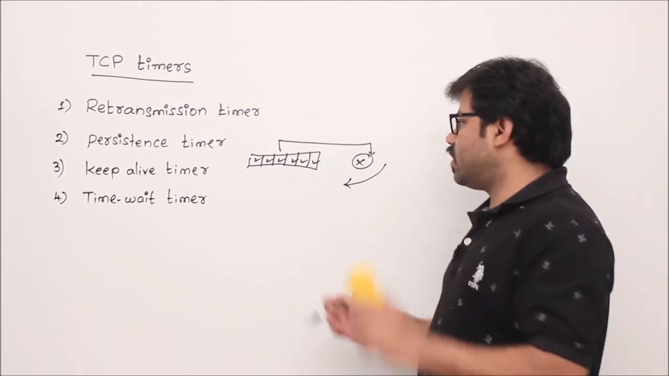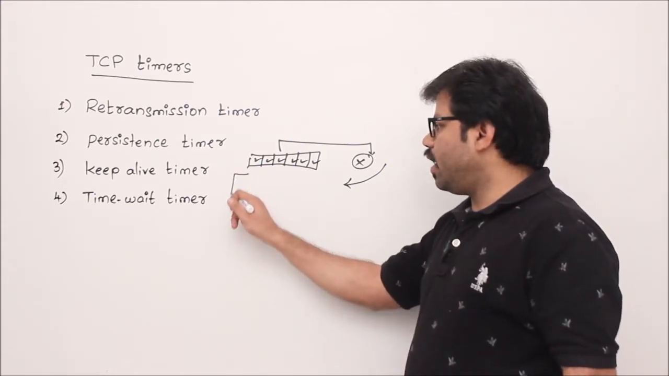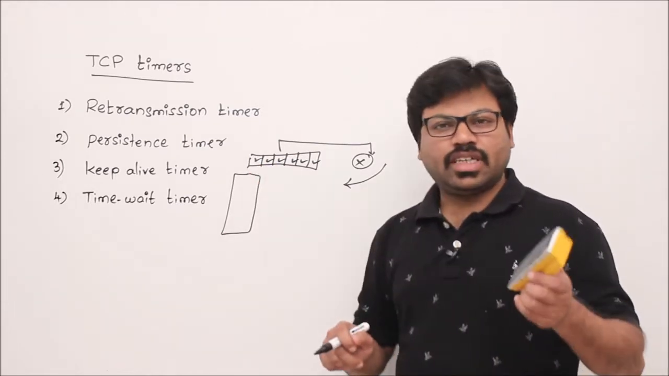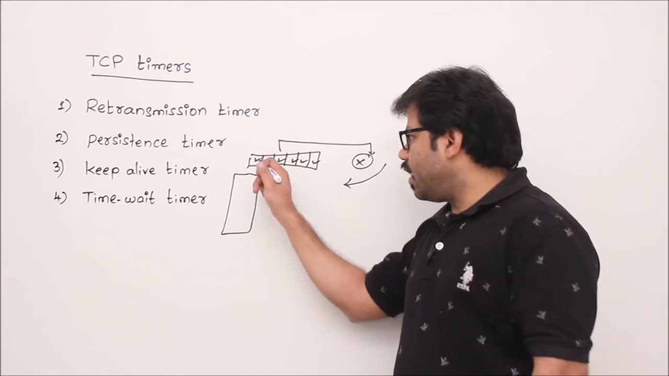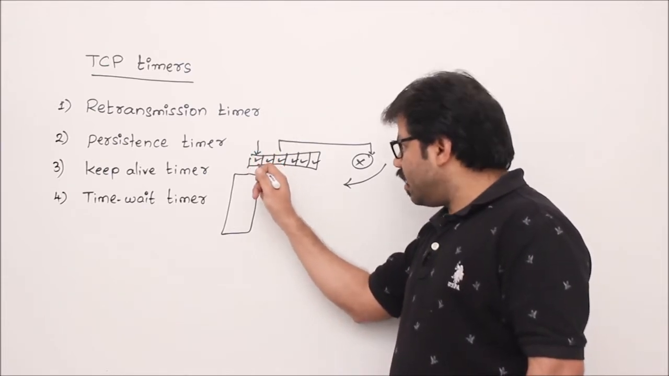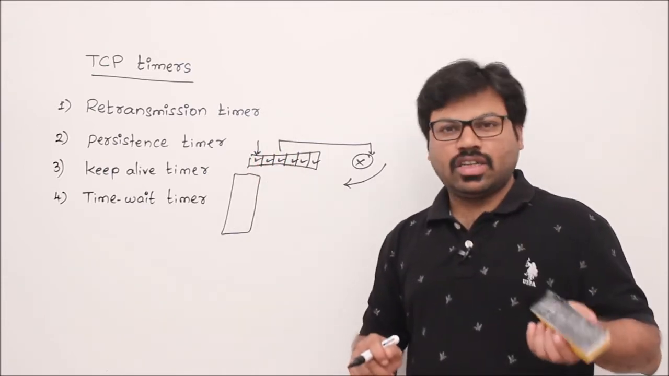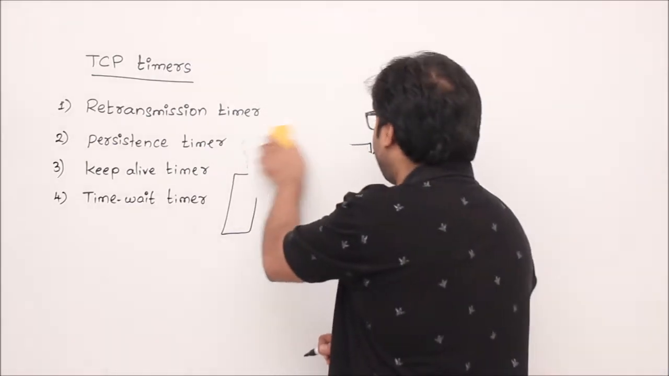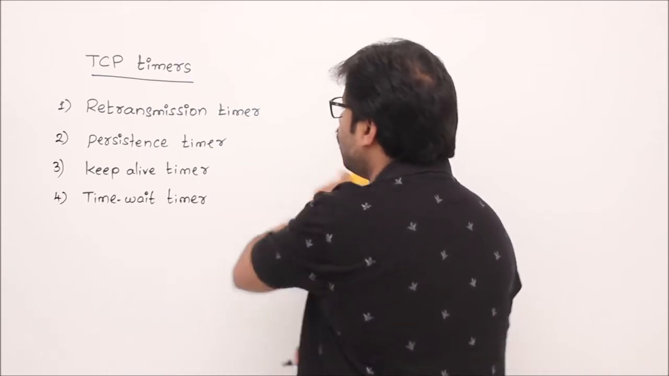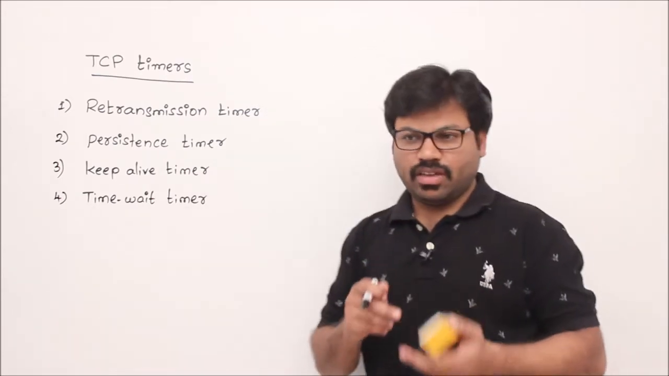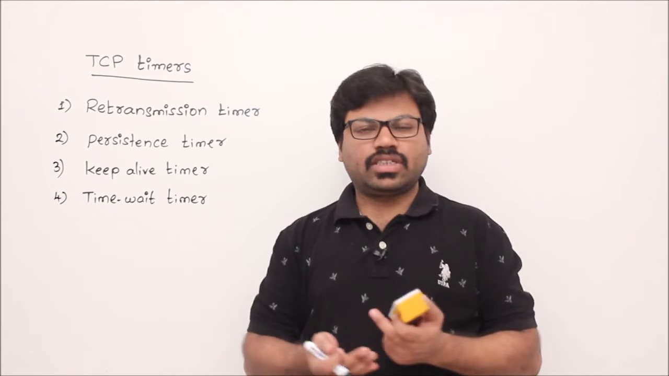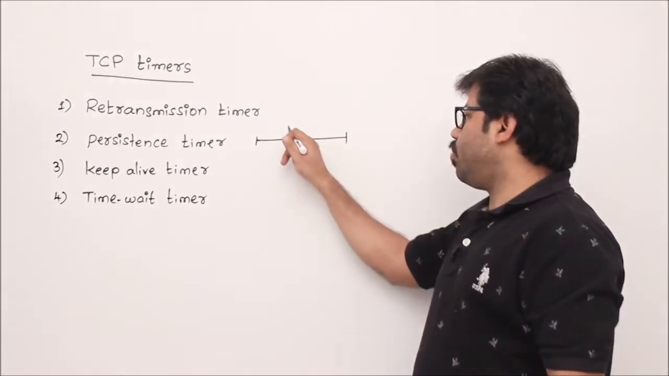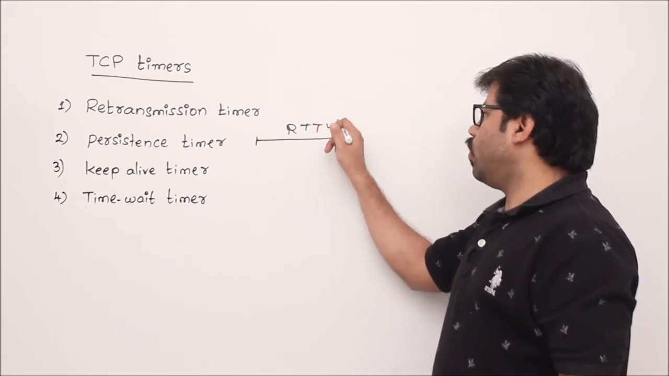To answer that question, TCP maintains a timer, the retransmission timer. Whenever the retransmission timer times out, immediately the first packet in the queue which is not acknowledged will be resent. In that way, the retransmission timer is useful. We will see how its value is fixed. Generally, for that we have to calculate the round trip time. Based on the round trip time we are going to decide.